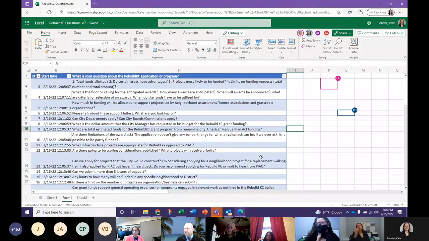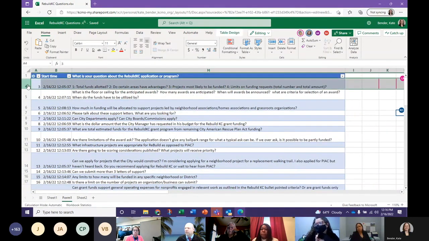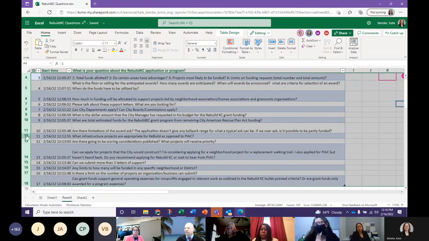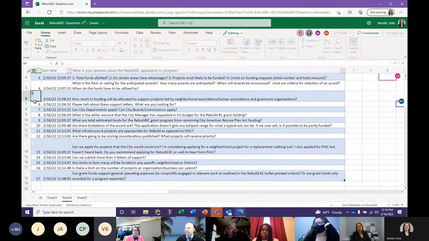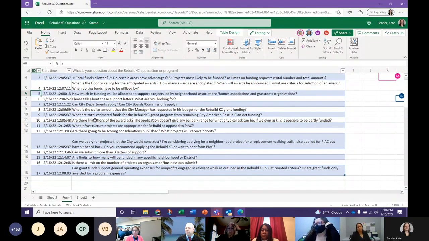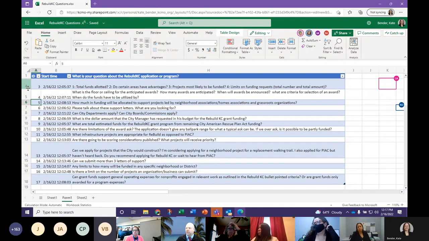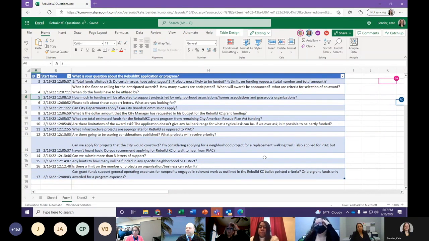So I'll go back to the list here of questions, which there's quite a few on there. I hope we can get through a lot of them in an hour, but we will certainly try. Question about floor or ceiling for the anticipated awards. I kind of covered that. There's no bottom dollar that people can ask for. There's no maximum amount. We'll just have to evaluate those as they come in.